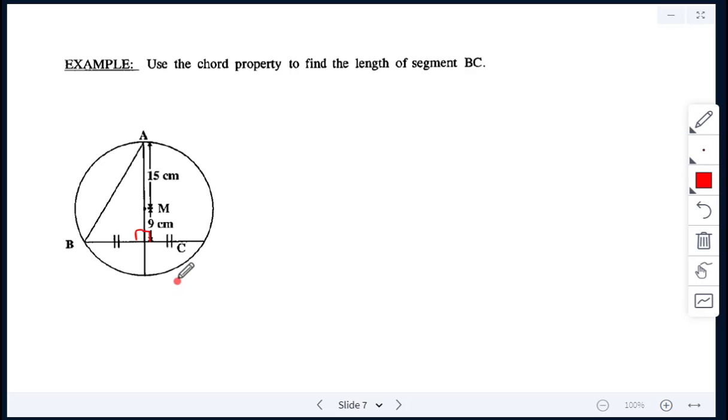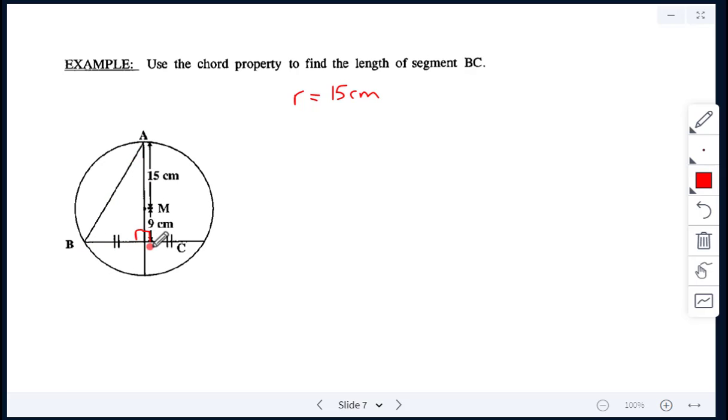What else we know is our radius from the center. Our center is called M in this question. This is our center to point A. That is a radius. So we know our radius is 15 centimeters. So let's just make a note of that, our radius is 15 centimeters. And we need to figure out the length of B to C. So what we can do is work with this triangle. It is a right triangle.